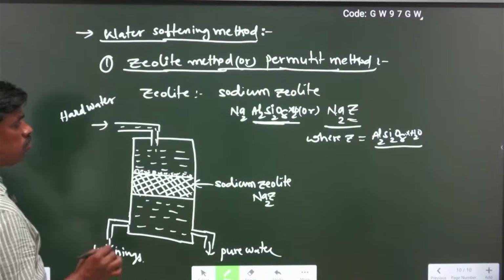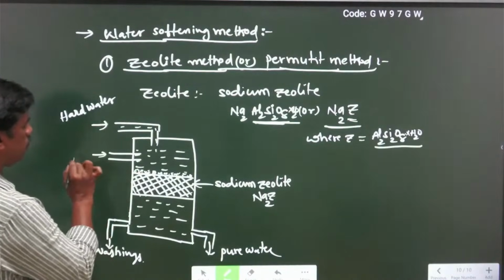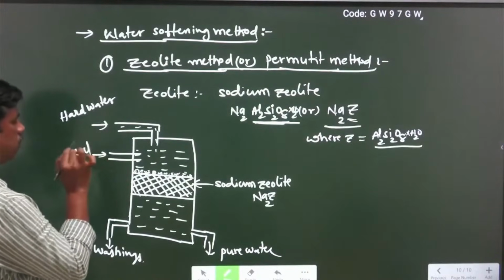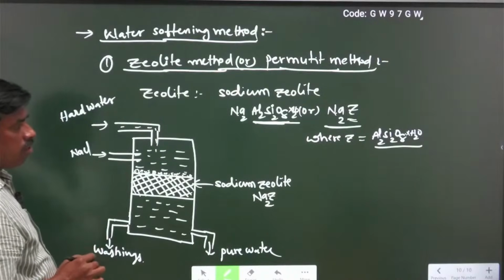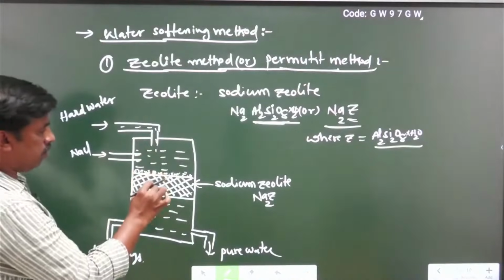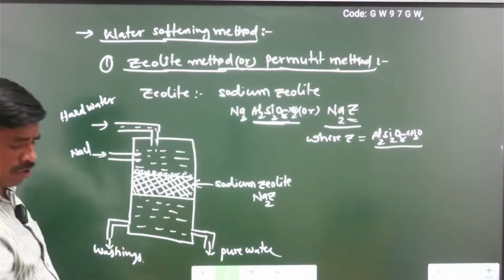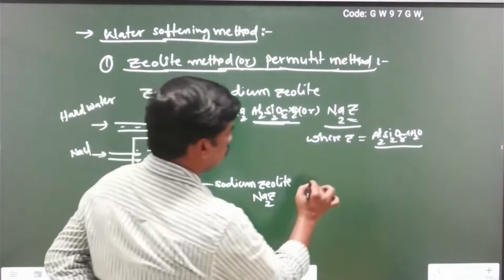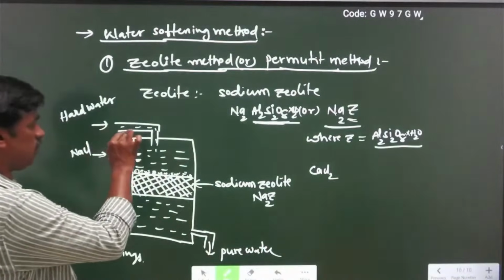Here we again need to add a brine solution, that is, sodium chloride solution. For what purpose is sodium chloride added? I am explaining. Whenever water comes into this container, it interacts with sodium zeolite. For example, take one salt: calcium chloride is present in the water.